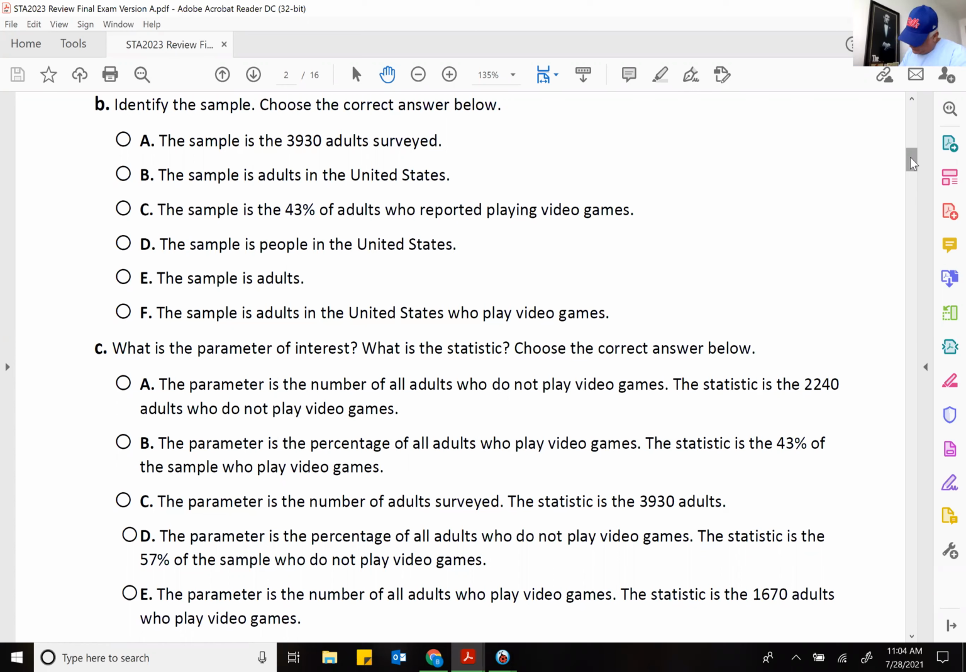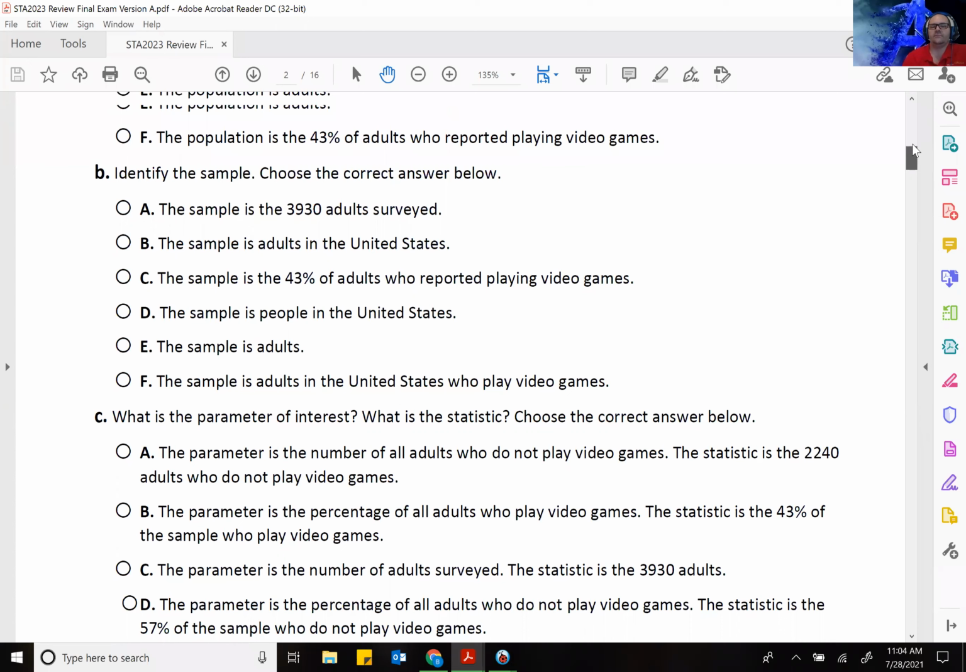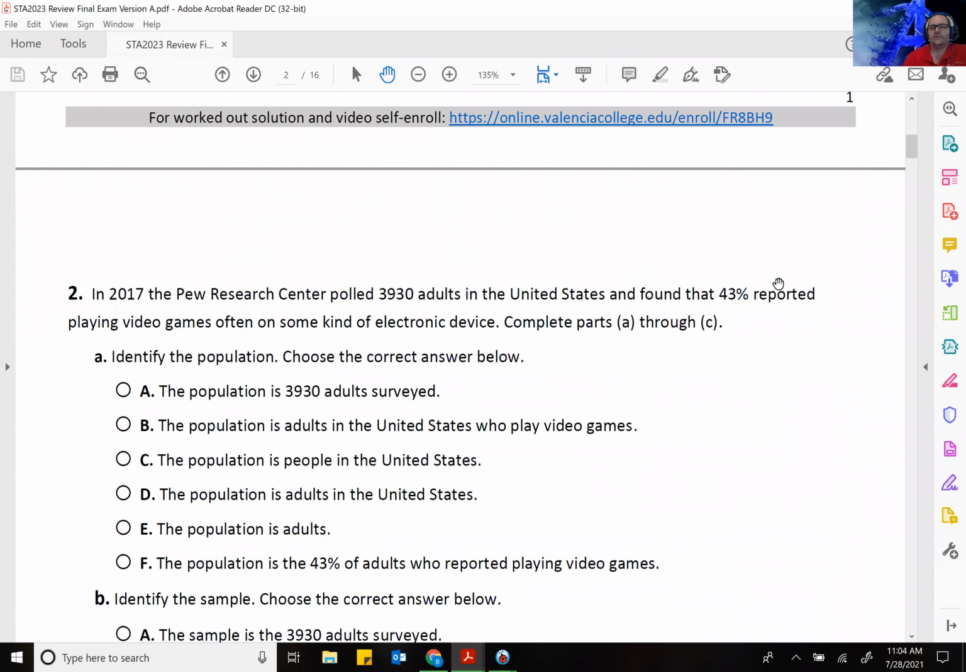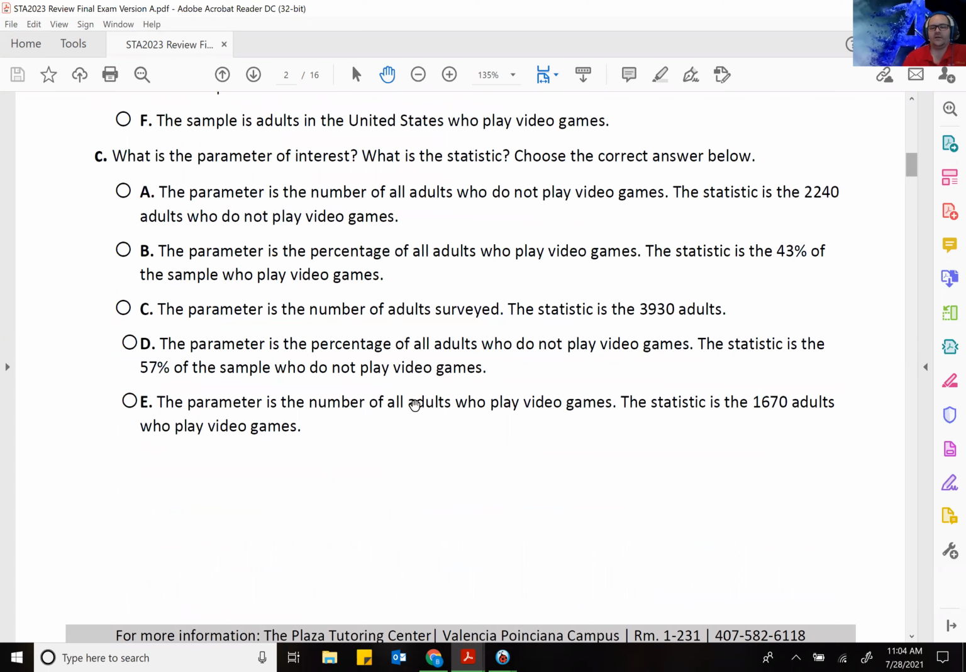Because our survey was all about finding out those who play video games. And it's being reported out as a percentage rather than a total. Because I know that there is one piece in here, right here, if you're looking down here, the parameter is the number of all adults who play video games. The statistic is the 1,670 adults who play.